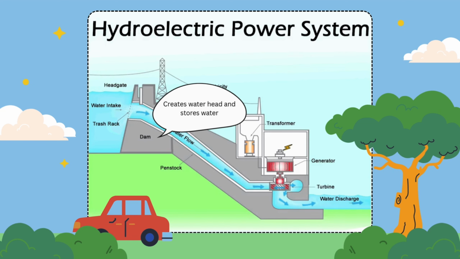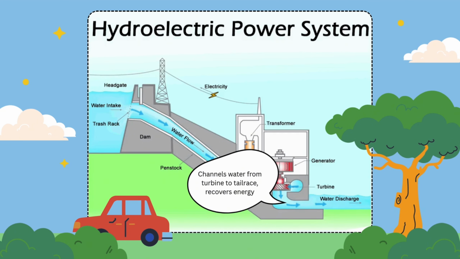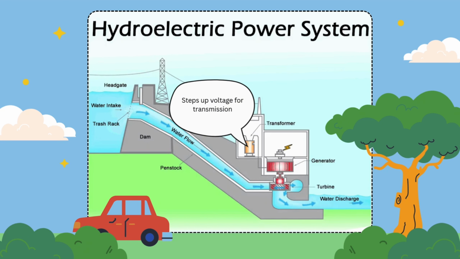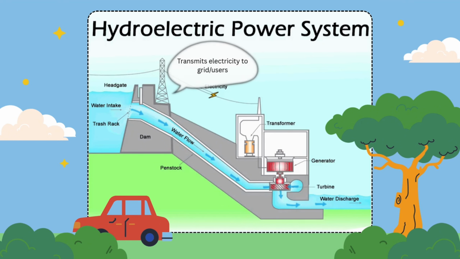Seven, the dam holds back the river, forming a reservoir and increasing water pressure. Eight, the draft tube channels water back to the river and helps recover some energy. Nine, the transformer increases the voltage for long distance transmission. And finally, the transmission system delivers electricity to homes and industries.